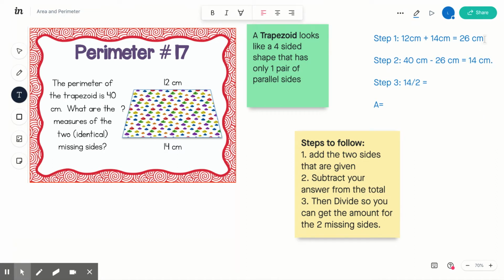Now, we're still not done. What they want us to find in this problem is the measurement of the two identical sides. So what I'm going to do is take the 14 centimeters that I got here, and I'm going to divide it by 2. So I did 14/2. This means division. 14 divided by 2 equals 7 centimeters. So now we officially know that the two identical sides in this trapezoid should be 7 centimeters long.